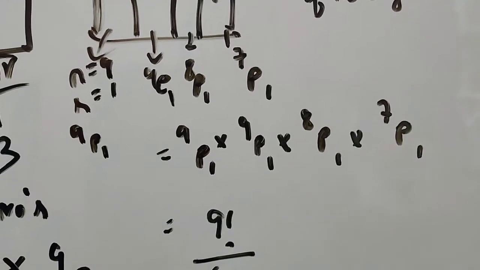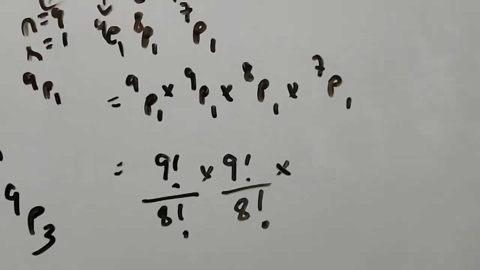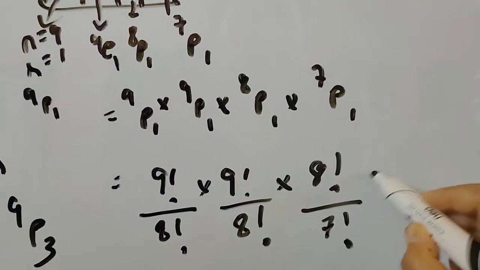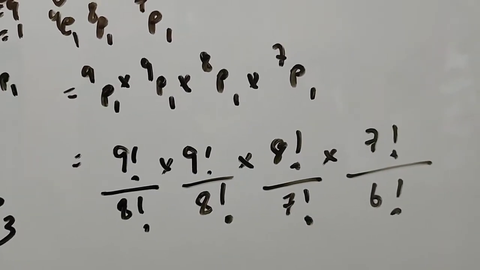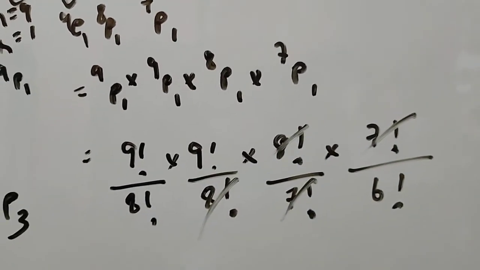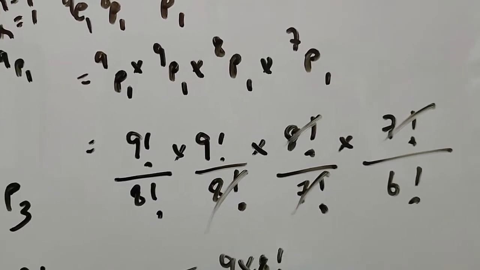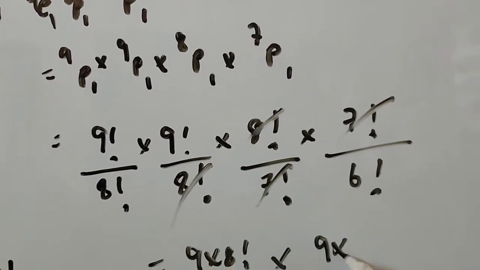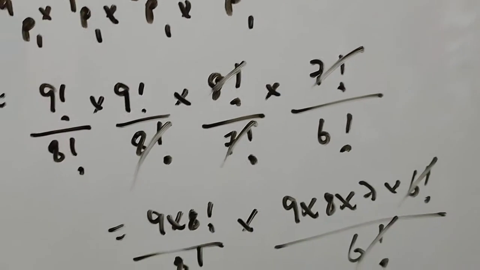9 factorial by 9 minus 1, which will become 8 factorial, into 9 factorial by 8 factorial, into 8 factorial by 8 minus 1, which will be 7 factorial, into 7 factorial by 6 factorial. I am applying the formula. Now you see here 8 factorial gone, 7 factorial gone. Now this one I can make into 9 into 8 factorial by 8 factorial, into 9, and 6 factorial is left: 9 into 8 into 7 into 6 factorial by 6 factorial.